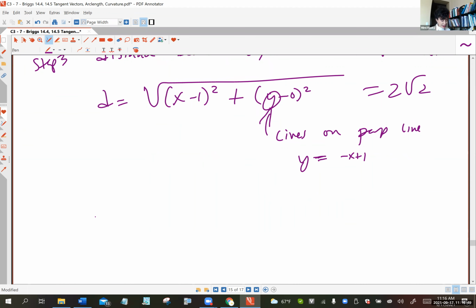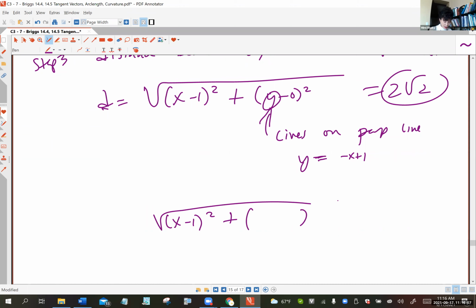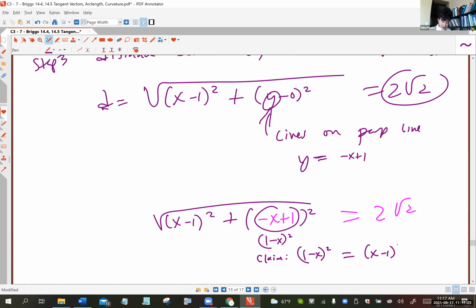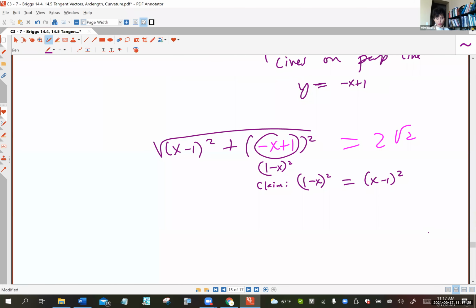Well, how does that help us? So now we have this distance, which is 2√2, the square root of (x minus 1) squared plus y minus 0, which is just y. So I'll just substitute -x plus 1, and this whole mess had better equal 2√2. Yeah, that has to be true. Now here is the cool beans part. This is (1 minus x) squared, but I claim that (1 minus x) squared is going to give you the exact same value as (x minus 1) squared. Doesn't matter which order you take the difference, you square it, they're the same.